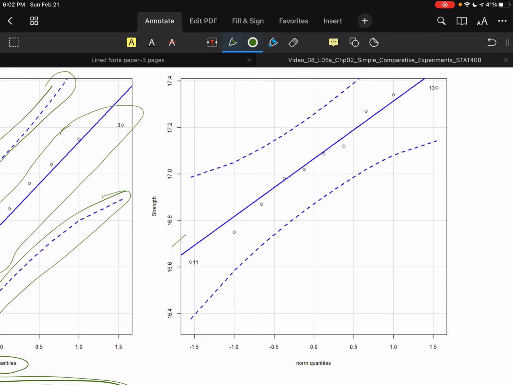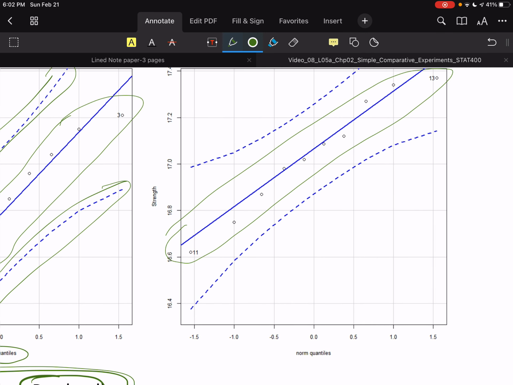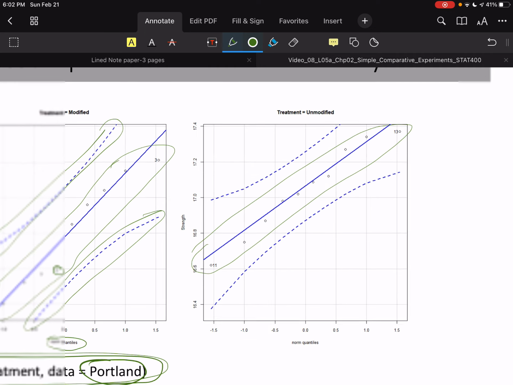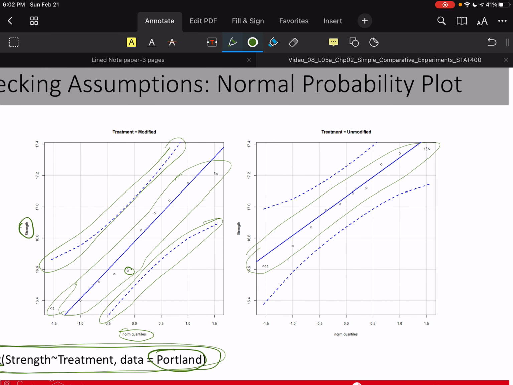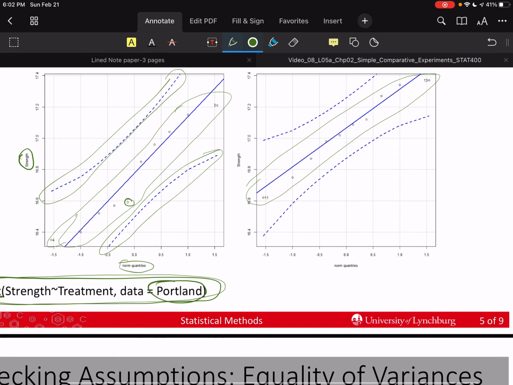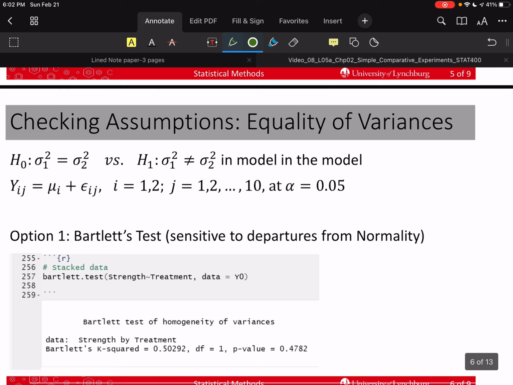And the same is true for the other distribution. This is the unmodified. And so all of the points are within the confidence band, so we can be comfortable saying that they're both from normally distributed populations. Okay. So we've checked the assumption of normality.